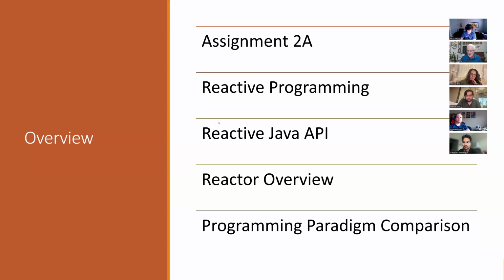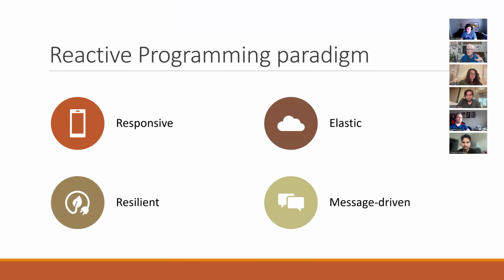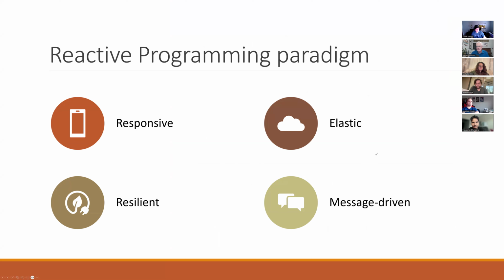Okay, let's kick things off. Reactive programming paradigm. Remember, there are 4 aspects or 4 principles in reactive programming: responsiveness, elasticity, resilience, and message passing. Those are the 4 biggies. It will be important for you guys to be able to describe what those are and give examples of those for the test coming up, okay?